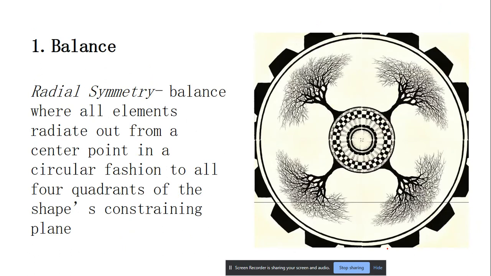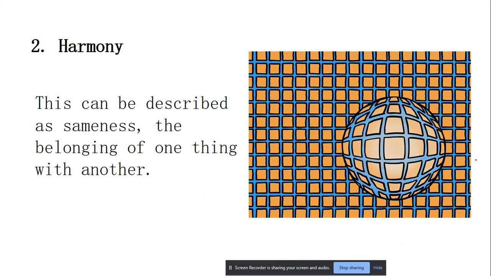We have another one for balance. We have the radial symmetry. Balance where all elements radiate out from a center point in a circular fashion to all four quadrants of the shape's contrasting plane. So we have this one. Maybe you could like this. You like this radial symmetry. This one, and we have harmony.